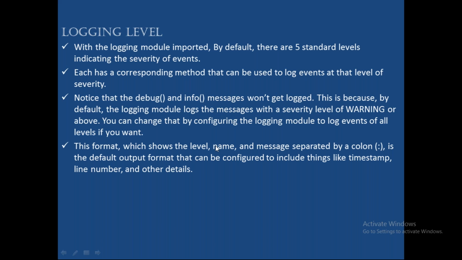This is the format which shows the level name and message separated by a colon. First, you need to tell what level of messages you want to print and in which format you want to print. Once you specify those two, you can just do debug. We have different levels, as I mentioned: debug, info, warning, error, and critical. These are the 5 levels we have.